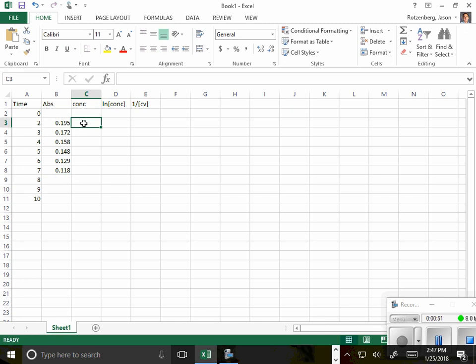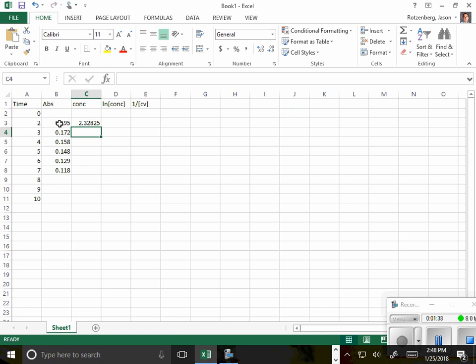Now we have to learn how to use Excel. I'm on cell C3 right now. I want to take the absorbance value here and use the equation from last class in order just to give me a value. So I hit equals. That tells Excel I'm doing an equation. And I'm using the example from what is written on the sheet, times B3, plus 0.466.